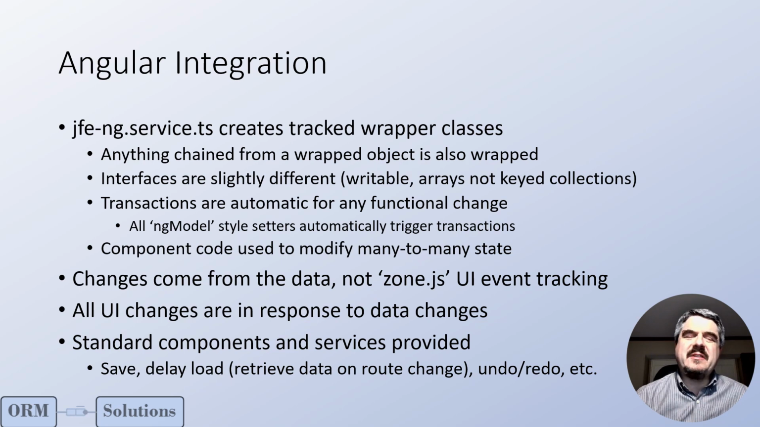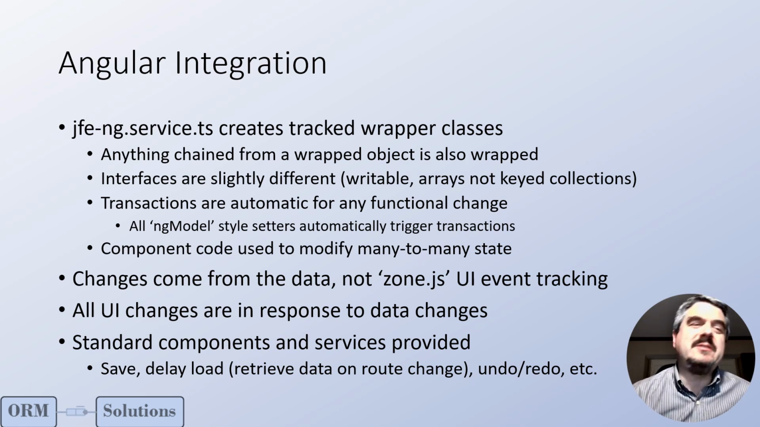So the Angular interfaces that you use, generated by TypeScript, are slightly different than the core JFE ones. One, they're writable, right? So you can actually write these collections. At some point you have to write. The ng model is something used in Angular that allows two-way data binding. So you read and write a property using these methods.